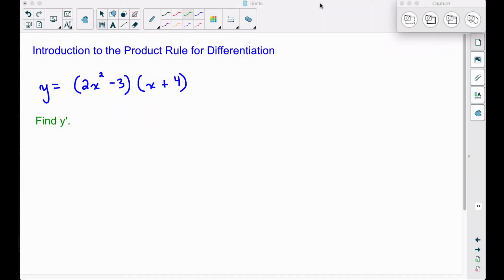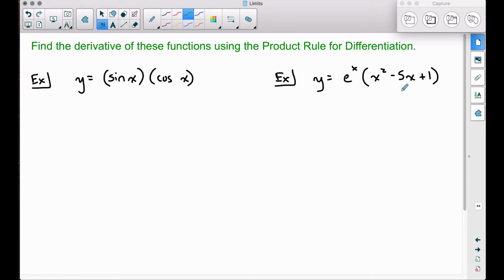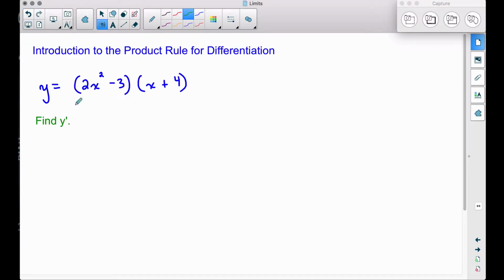In this video, this is an introduction to the product rule for differentiation. We're going to find the derivative of this function two different ways to serve as an introduction, but ultimately, sometimes you cannot find the derivative two different ways, and you'll have examples such as these two here, where the only way to find the derivative of this here or this piece here is to use what's called the product rule for differentiation. But for this introductory example, we can do this two different ways.